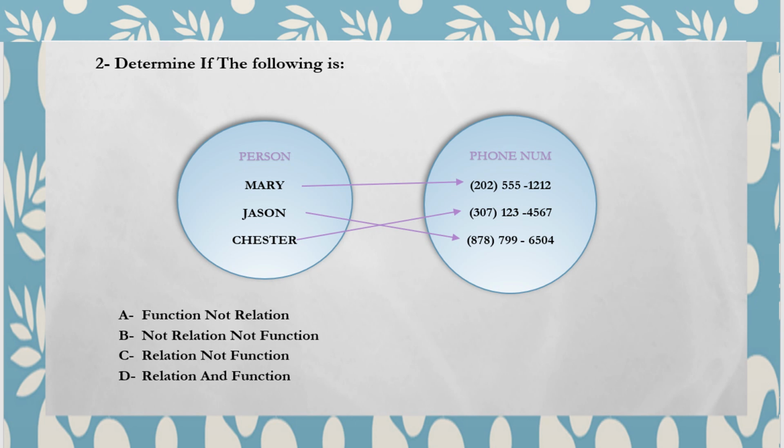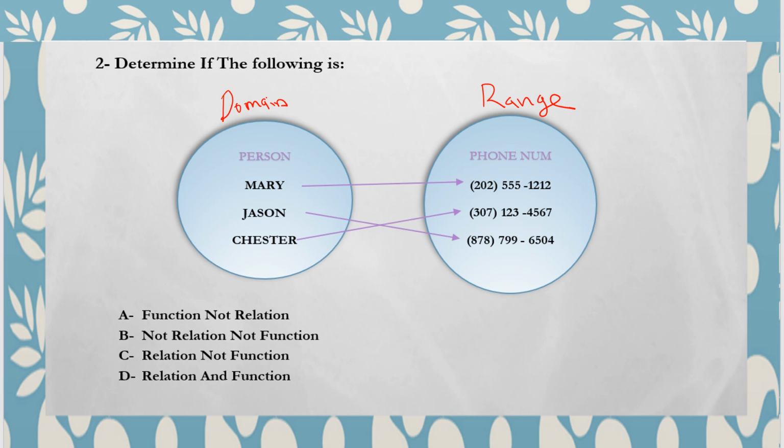Example 2. Determine if the following is function not relation, not relation not function, relation not function, or relation and function. We have a relation here between persons and their phone numbers. We can call the set of the person's names the domain, and we can call the phone number set the range.